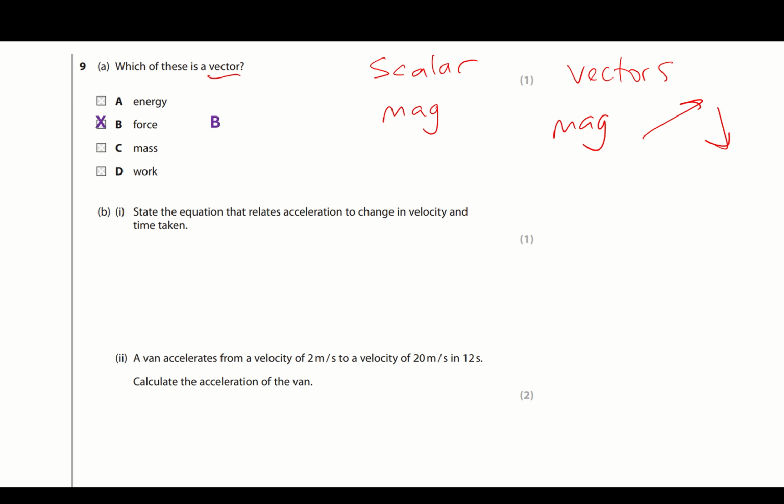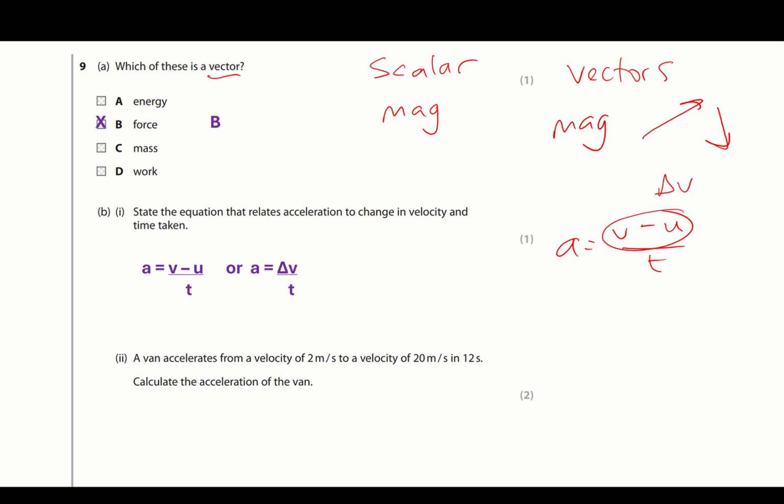State the equation that relates acceleration to change in velocity and time taken. So we know that a equals v minus u over t, and that is the change in velocity. And I think you can write this in a range of ways. We go a equals v minus u over t, or a equals the change in velocity divided by time.